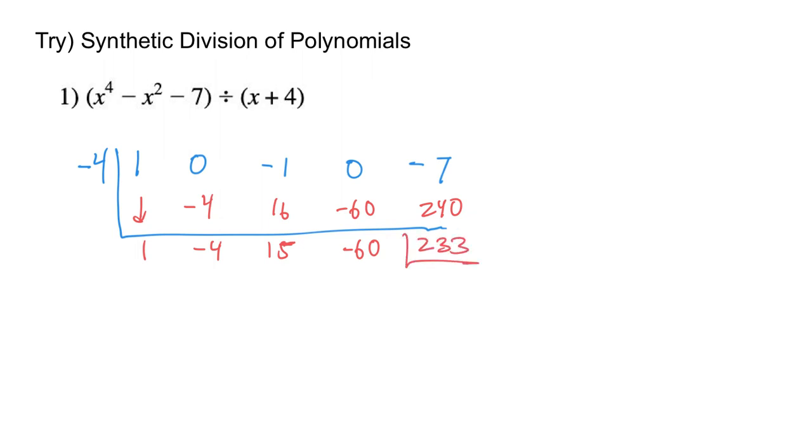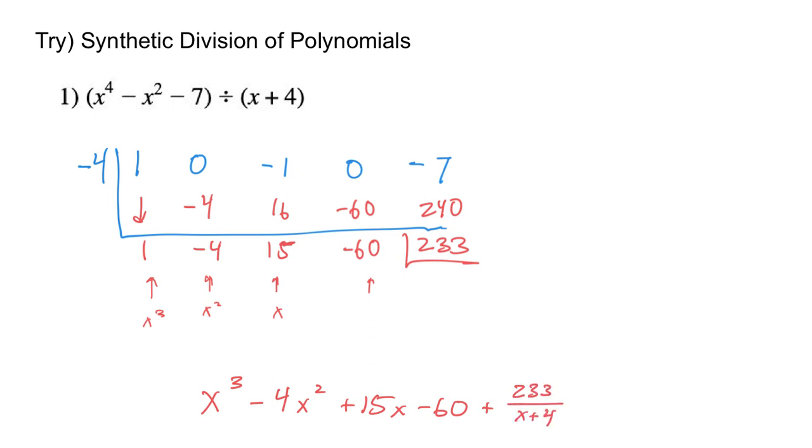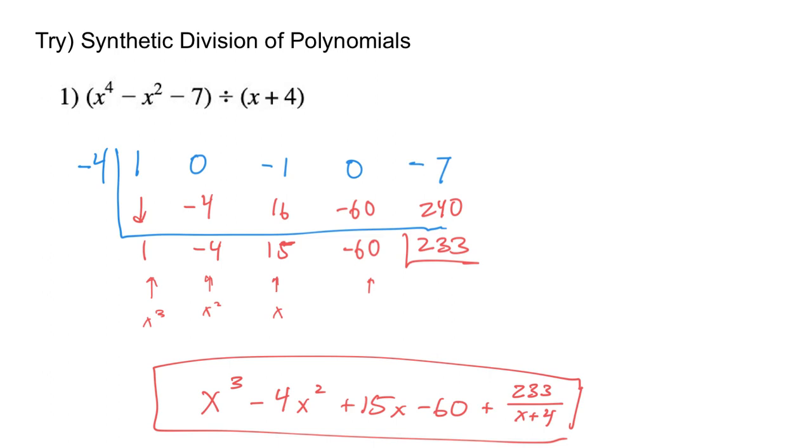233 as your remainder. So your final answer, I got to think about this. So I got the constant, I got the x, I got the x squared, I have the x to the 3rd term. So your final answer is x to the 3rd minus 4x squared plus 15x minus 60 plus 233 over x plus 4 for the final answer.